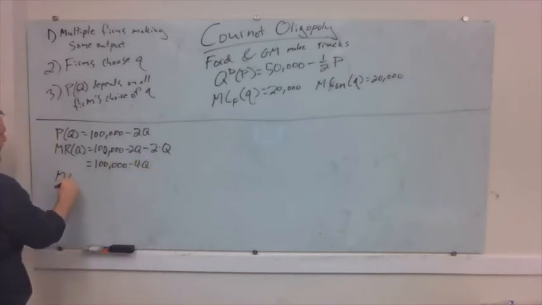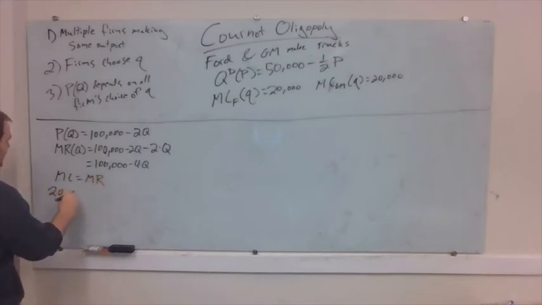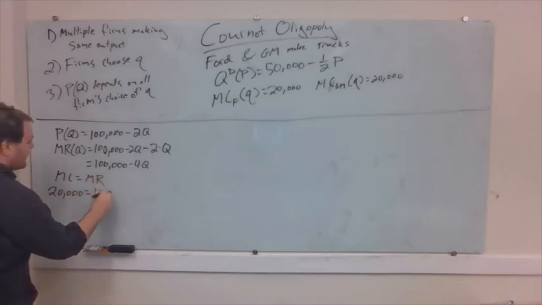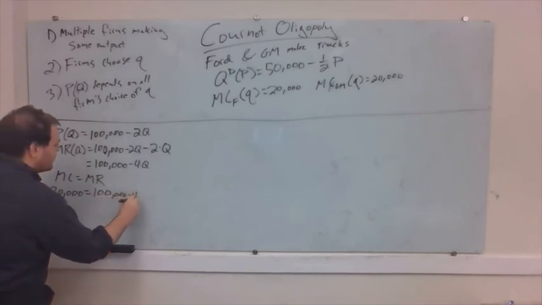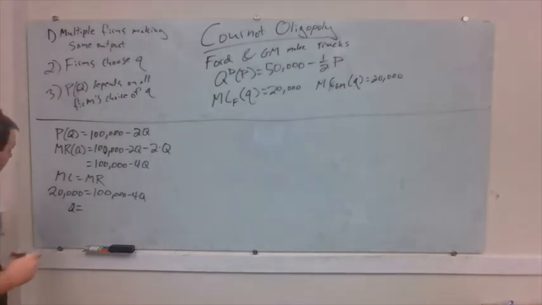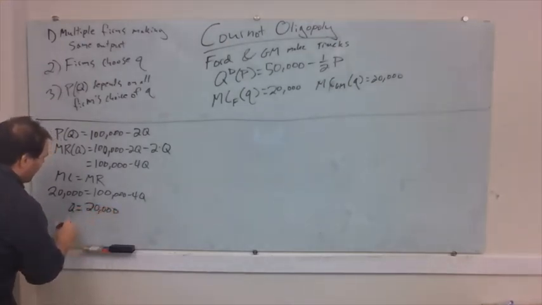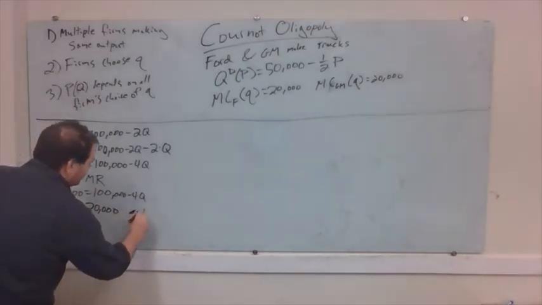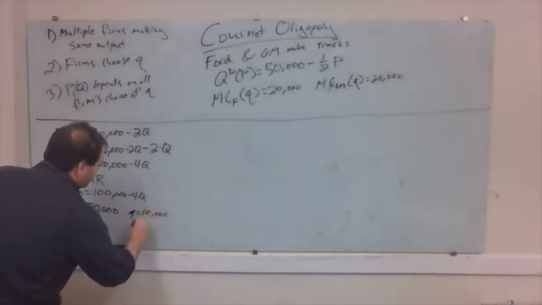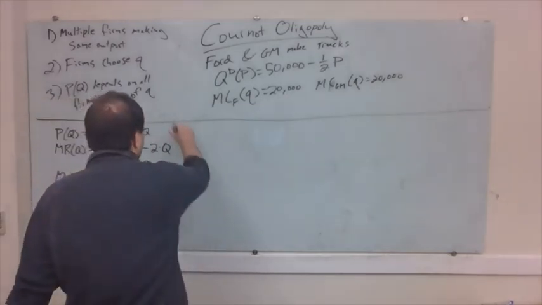If I set marginal cost equal to marginal revenue, we'll get 20,000 equals 100,000 minus 4Q. Q is going to equal 80,000 over 4, which is going to be 20,000, right? Or Q is 10,000 each. So this is kind of the monopoly extreme.